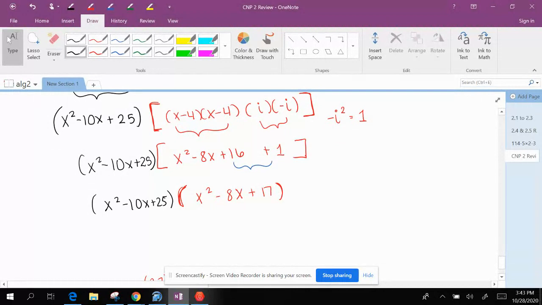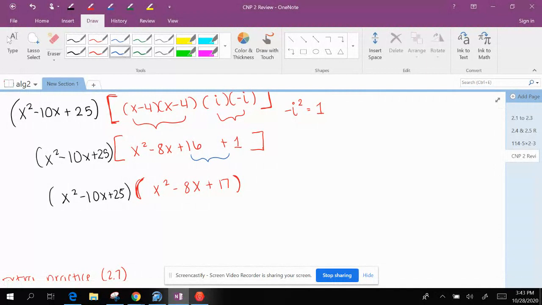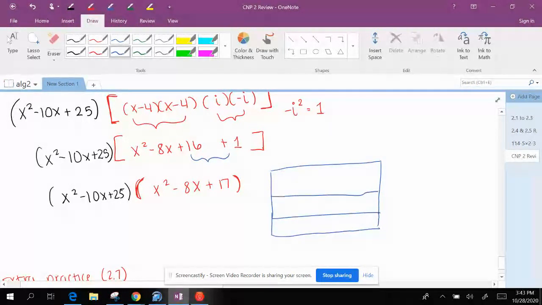Now you can multiply, one at a time. My favorite method to use when multiplying a trinomial times a trinomial might look a little grade schoolish, but it's fun to be a kid. Oh my gosh, everything's erasing. There we go. So in the top, I'm going to put my first equation, x squared minus 10x plus 25. And on the side, I'm going to put my second equation, x squared minus 8x plus 17. And you're going to multiply column times row.